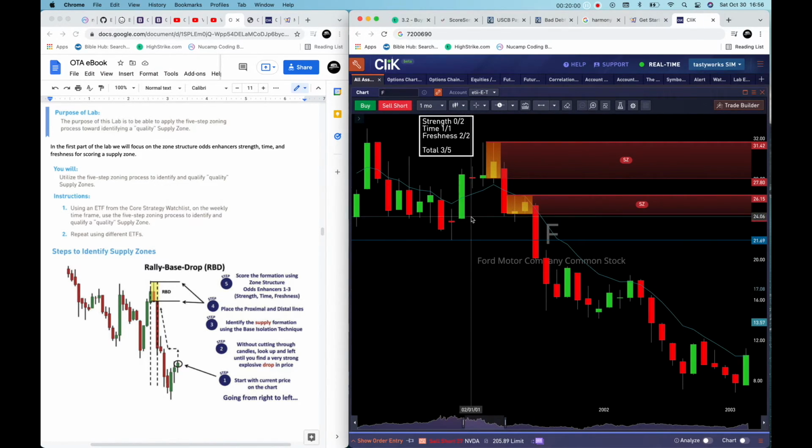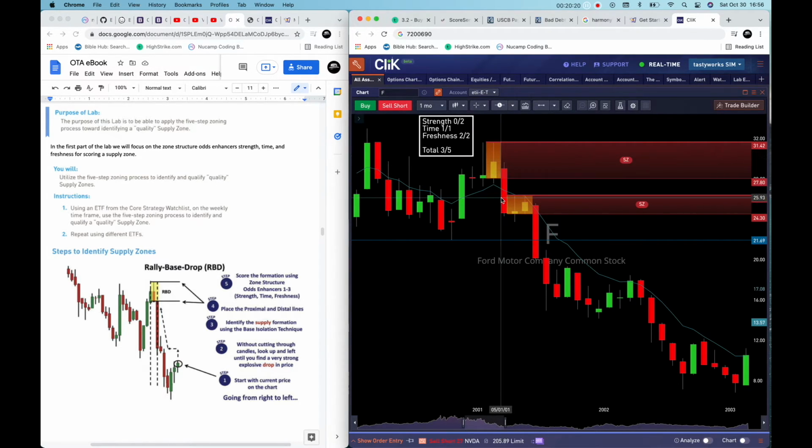Okay, wanted to clean up the chart a little bit. Now looking at the second zone, we continue moving up and left, looking for an explosive drop. Now in this case, the leg in candle for this zone is going to be the leg out candle for this zone.